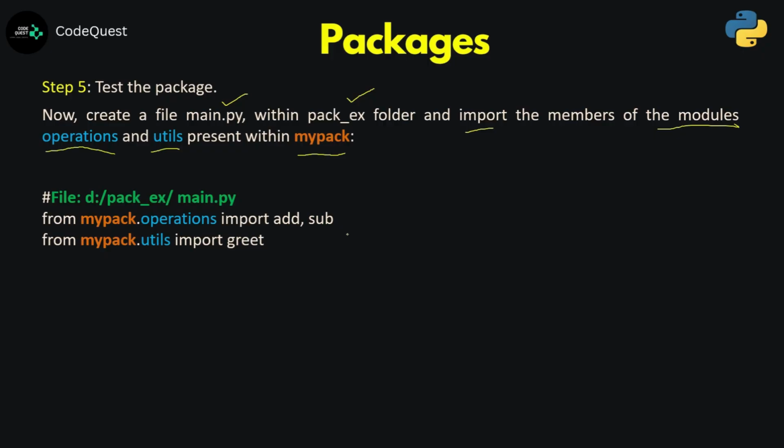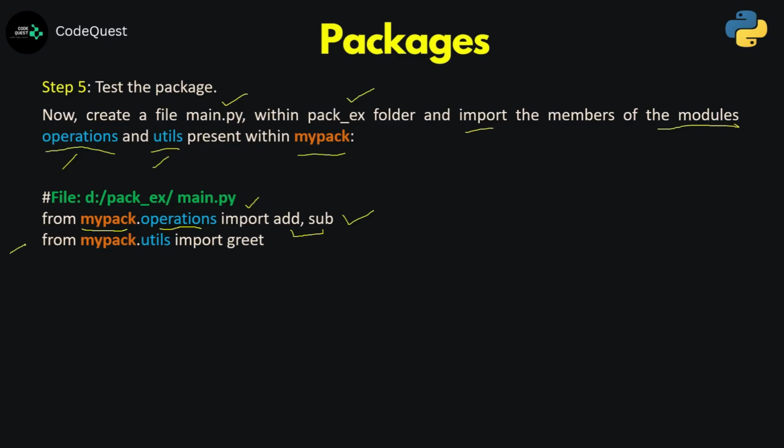So as we already understood from the concept of module, there are several ways of importing members of a module. Now, my modules, that is operations and utils, are actually present within a package called mypack. So while I try to refer to these modules, I'm supposed to write the package name, that is mypack.operations, where operations is the module, and we use the keyword import followed by the members present in the operations module. So in total we can write: from mypack.operations import add and sub functions.